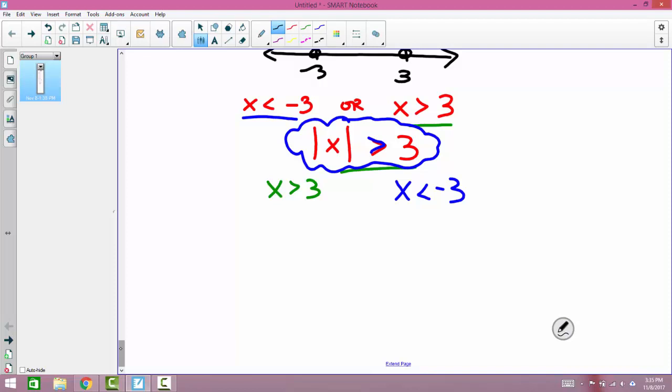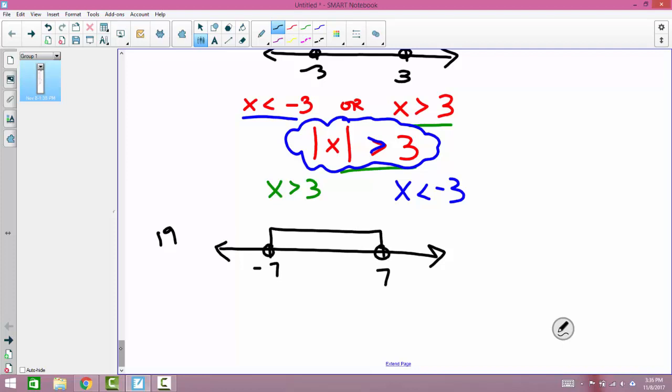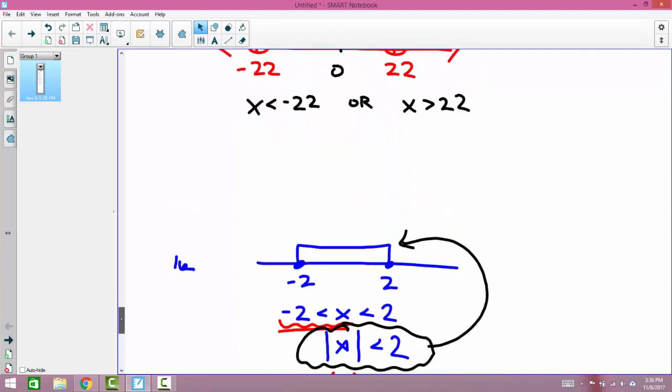So I'm going to give you one more. We're jumping down to 19. We're at 7 and negative 7 coming together with an open circle. See if you can write that equation.